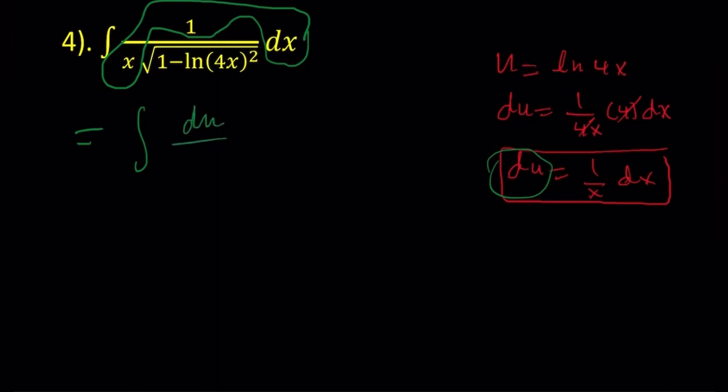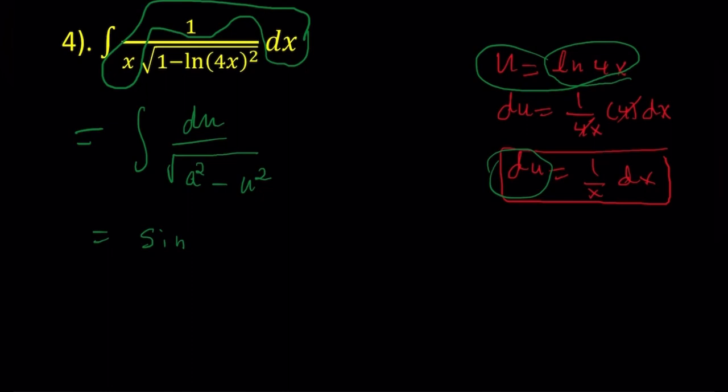And what is square root? Square root is just square root. And what's 1? 1 is really our a squared. Okay, if you want to put a note here, that's 1. Okay, minus ln 4x is my u, so that's going to be u squared. Okay, now when I have this, I can rewrite this as sine inverse of u over a plus c.